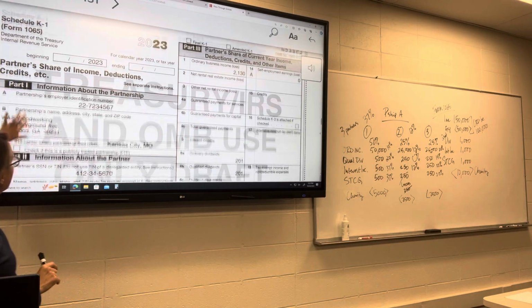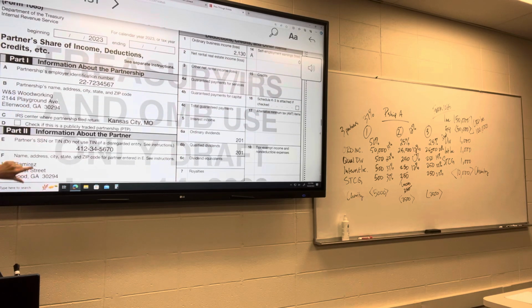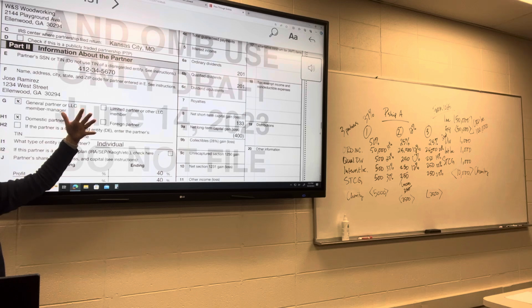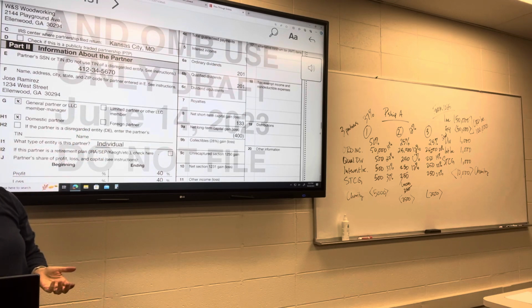So you can see everything on the left-hand side here is about the partnership and then about the partner. So it's kind of like a 1099 or a W-2. It's just reporting that information. Partners get these hopefully in time to file their tax returns, but oftentimes they do not get them in time to file their tax returns, so they have to file an extension.